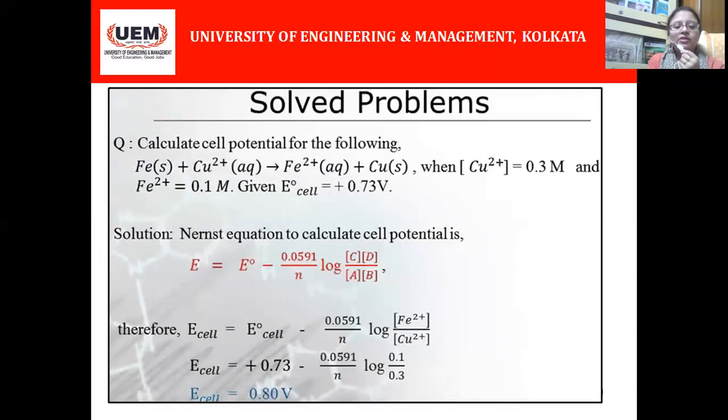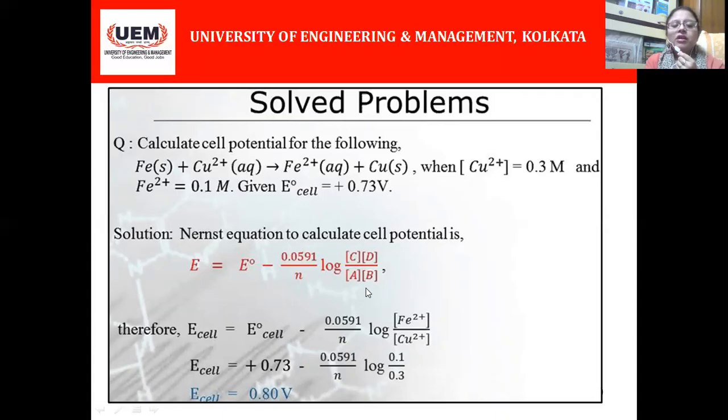Now see how we are solving this. Using the Nernst equation, you can write E is equal to E0 minus 0.0591 by N log of the concentration of the product divided by the concentration of the reactant. If A and B are reacting together to give C and D, then C and D are the products and A and B are the reactants. So the concentration of the product divided by the concentration of the reactant gives you the reaction quotient. So you are putting it over here.